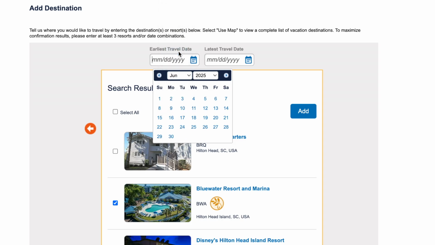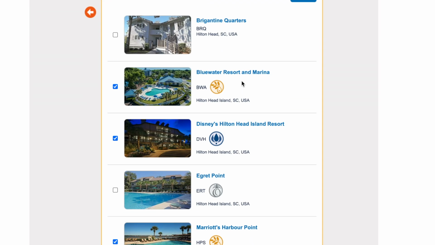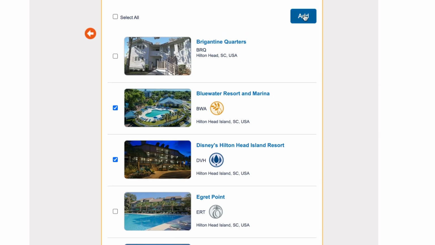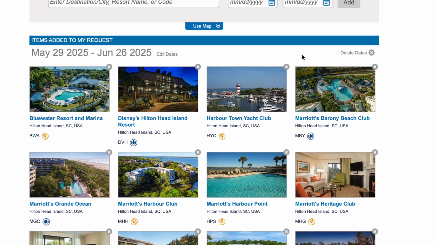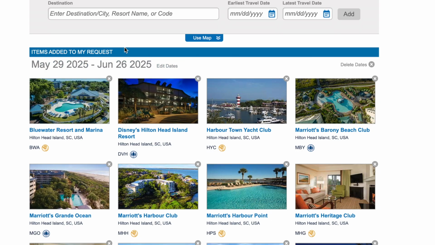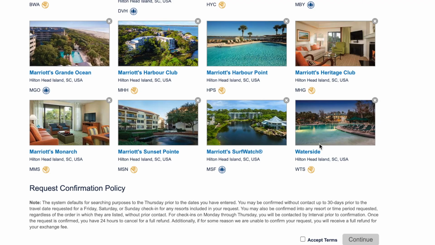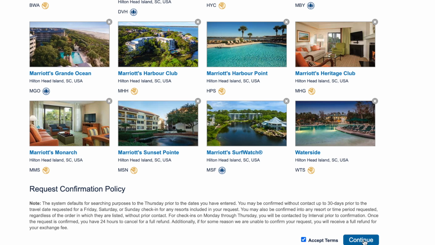We're planning this a year ahead of time. That's what we're going to do. And we're going to go ahead and just pick add. I have 12 resorts that I'm willing to take anytime during June. All right, and then we're going to go ahead and again accept terms and continue.